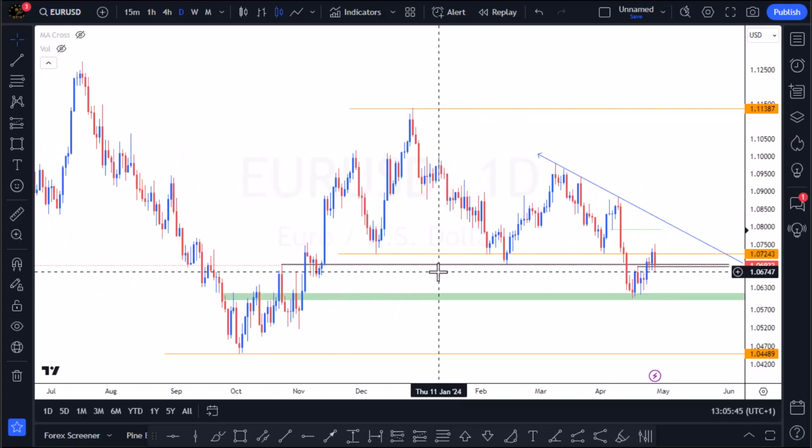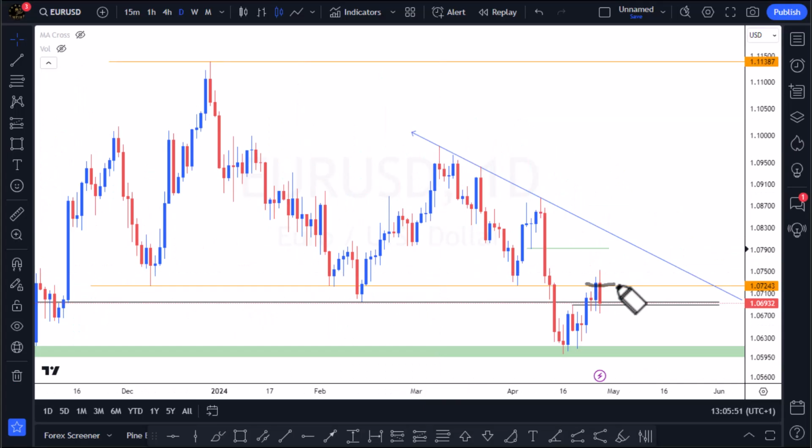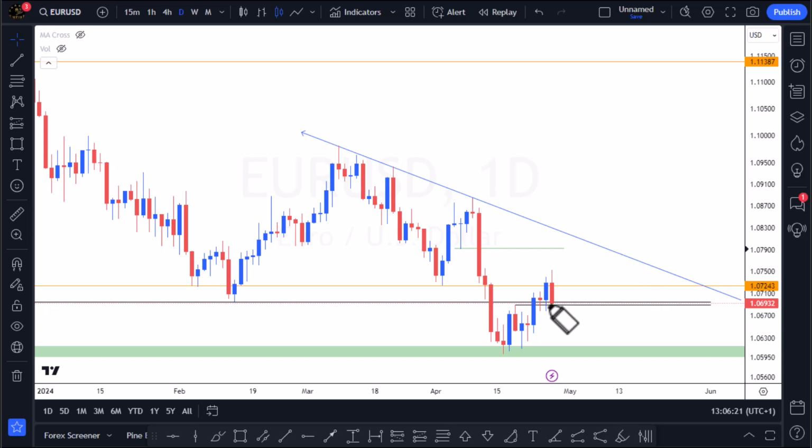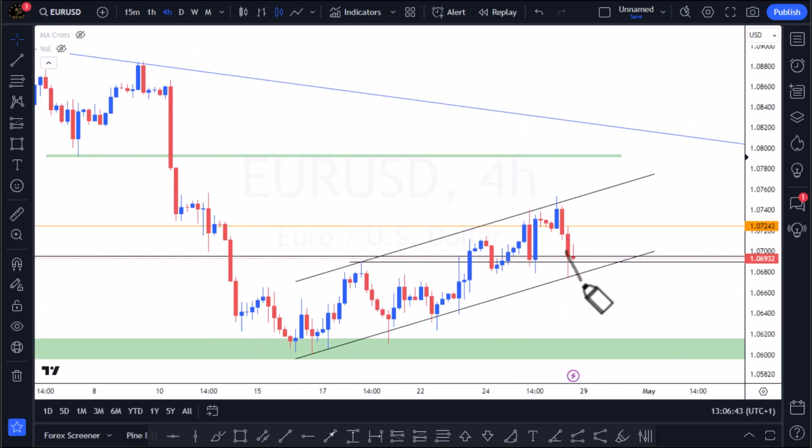EURUSD price retested the broken key level at 1.07243 on Friday. After the bullish retest, the price resulted in a bearish outside bar. A strong bearish follow through below the low of the bearish outside bar in the coming week would suggest a bearish continuation of this downtrend. A daily bearish follow through candlestick would invalidate the rising channel active on the 4-hour chart.